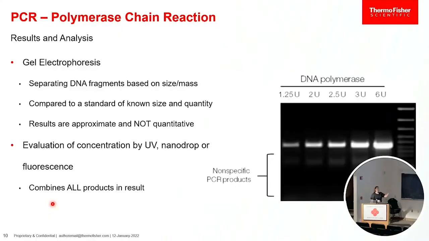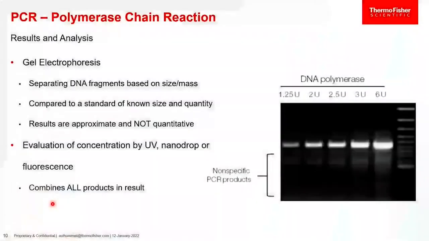You can also see, do I have one band or do I have two? Essentially, did I make one product or did I make two products? Other things you can do, you can estimate quantity on a gel, but if you want quantity, it's probably better to look at UV absorption or a nanodrop or something similar. But the drawback here is that all the products are going to produce signal, whether it's the product you're interested in looking at or something else you accidentally made. It's kind of an all-encompassing result. So that leads us to the next question, which is, how do I quantify a specific result?